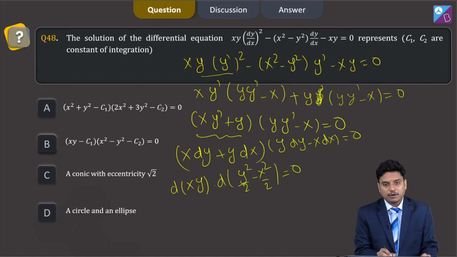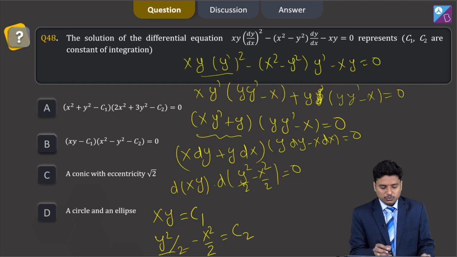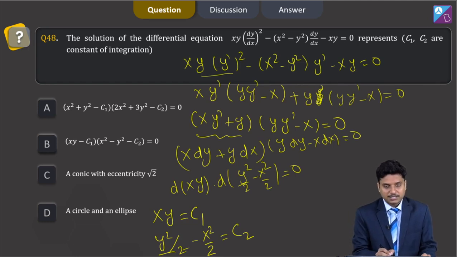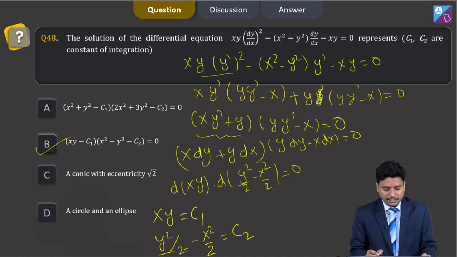So either differential of xy is equal to 0, that means xy is equal to some constant, or this y square by 2 minus x square by 2 term is also constant, suppose C2. So the correct options are xy minus c1 is equal to 0 can be one of the curves, and the other curve can be x square minus y square is equal to constant. So option B will be the right choice, and a circle and ellipse is not possible because neither this is a circle, nor this is a circle. One of these is a rectangular hyperbola and this one is also a rectangular hyperbola.